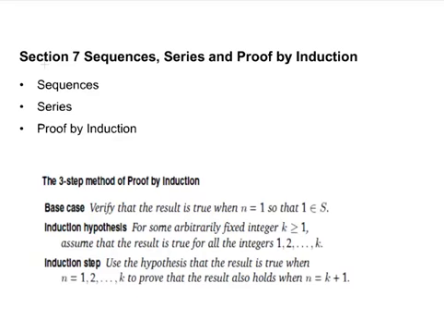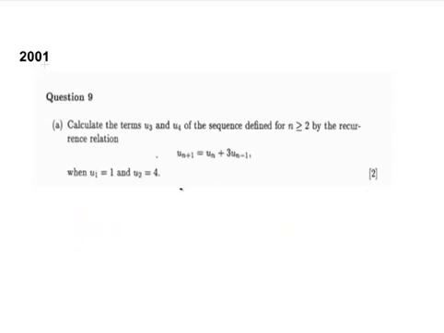Now I just skipped over some summations there that are not relevant to what I'm going to do now. So calculate the terms u3 and u4 for the sequence defined for n greater than or equal to 2 by the recurrence relation u of n plus 1 equals u of n plus 3 times u of n minus 1.